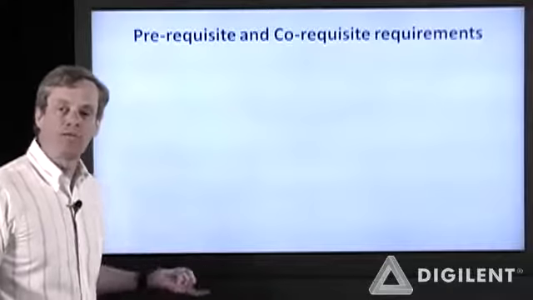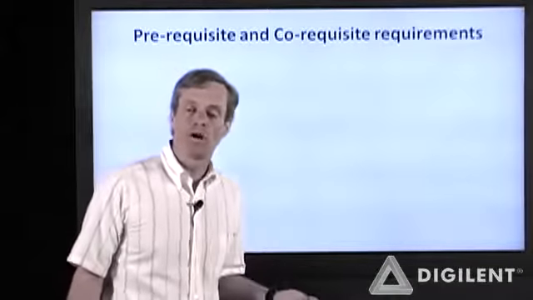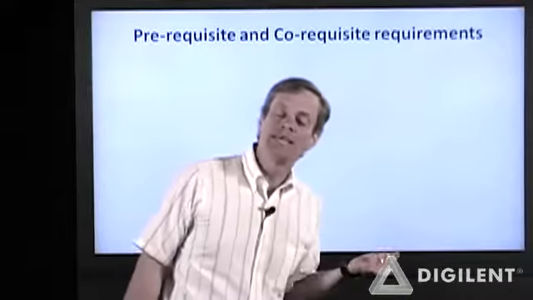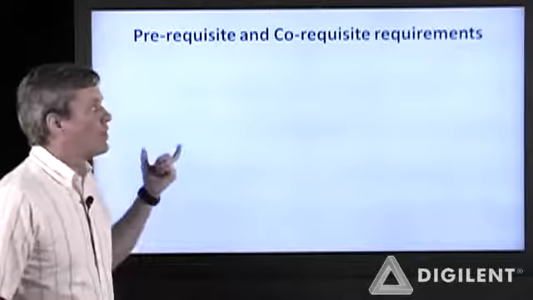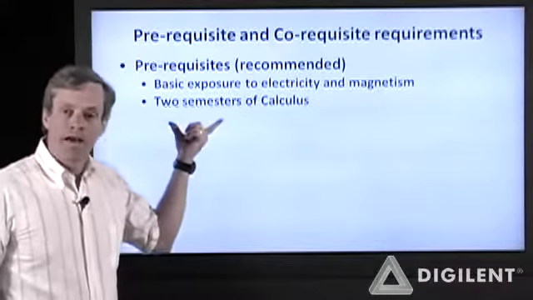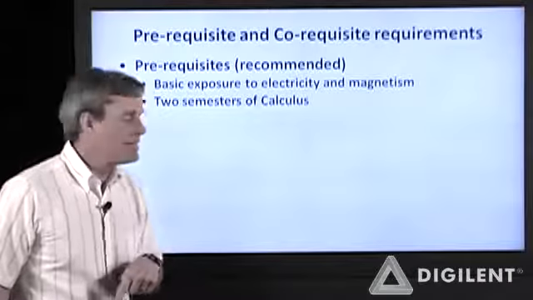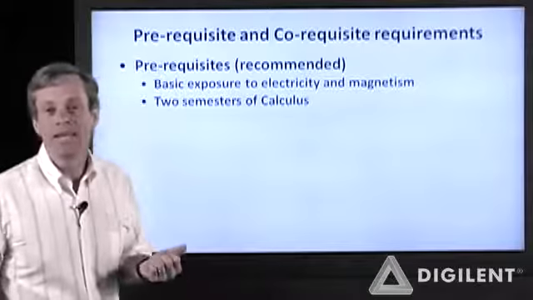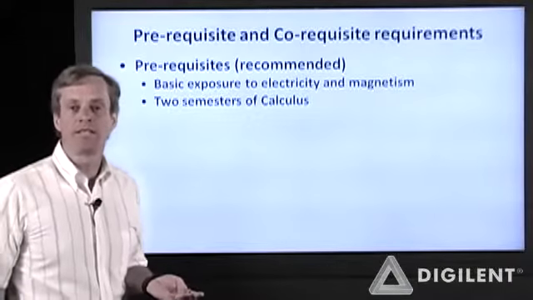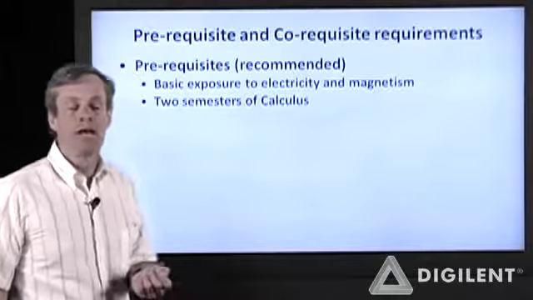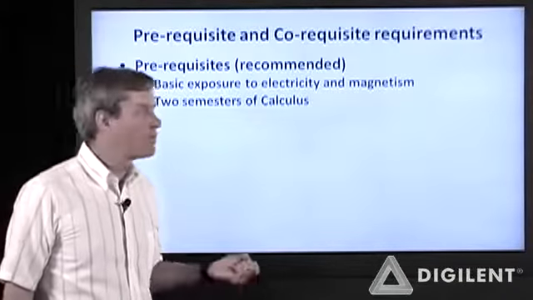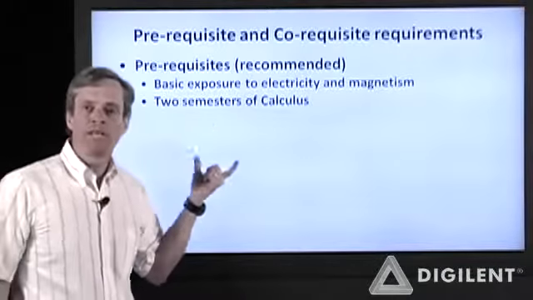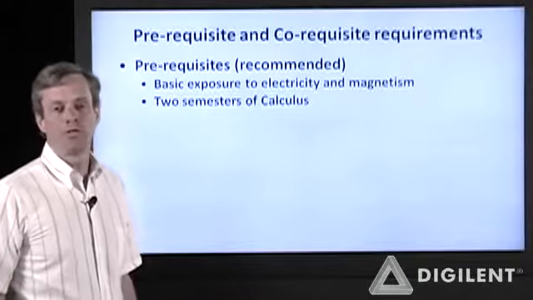There's some suggested information that you should know before starting the class. There's also some suggested additional classes that you might want to be taking at the same time you take this one. So it's suggested that as a prerequisite, before starting this class, you should have at least a basic exposure to electricity and magnetism. In general, that would be presented in a second semester college level physics class. A high school physics class may be appropriate, may give you the information you need if it was a good one. You should also have probably a couple of semesters of calculus under your belt before you start this class.